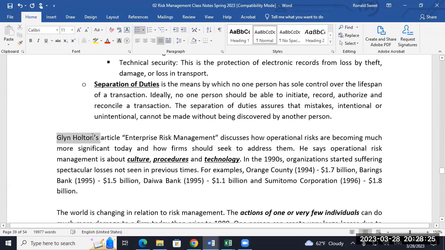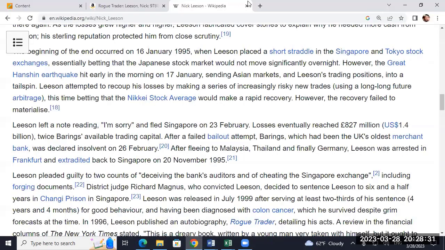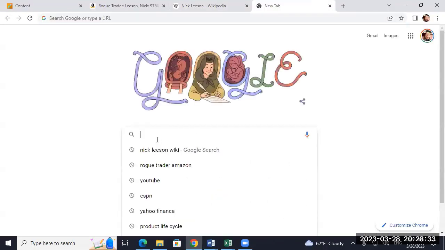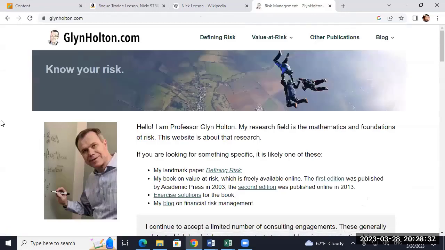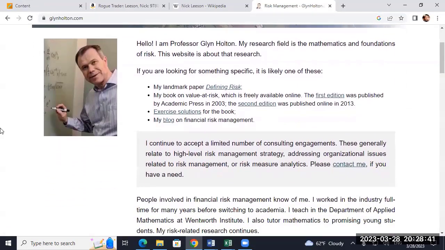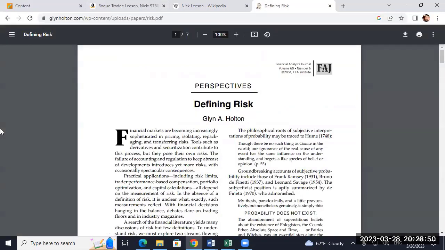Now, Glenn Holton has some books out there, and he's got a website. I don't know what his website is like today. It's called Risk Management. He's a professor. I don't know where he is. My favorite article of his is called Defining Risk. We read this in my staff and they all hated it, so I don't know if you'll like it. I loved it. I thought it was a great article.